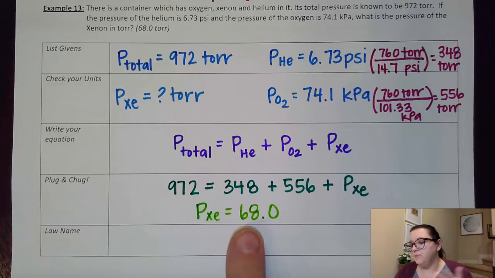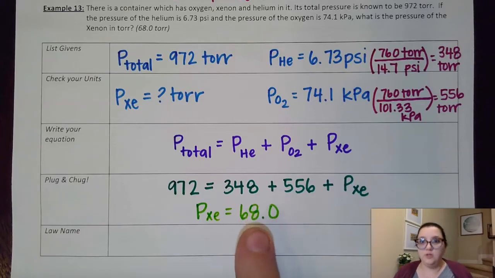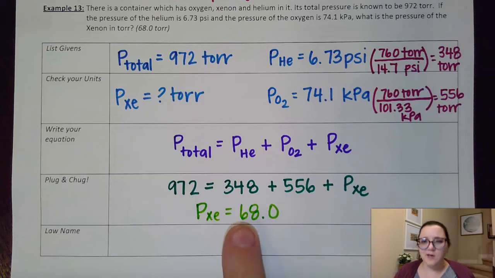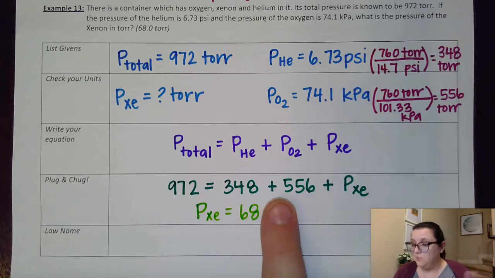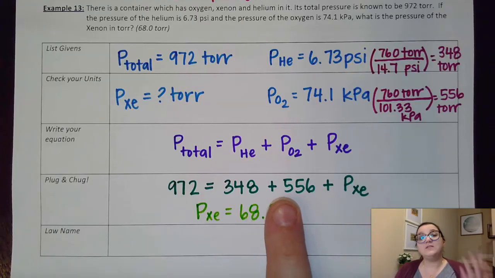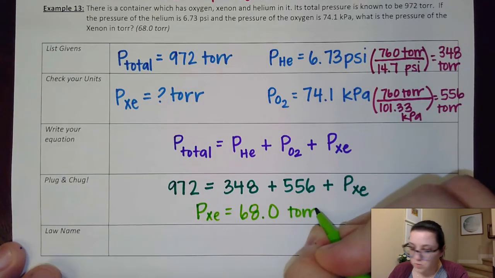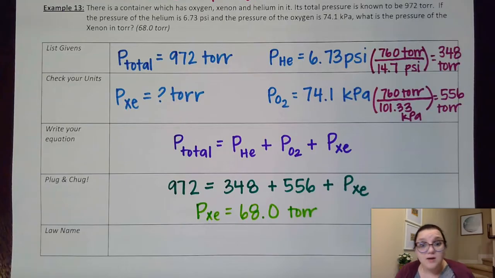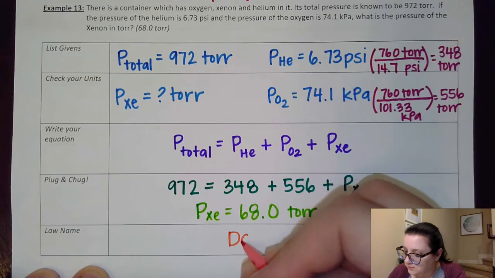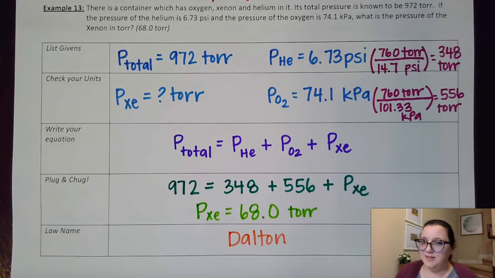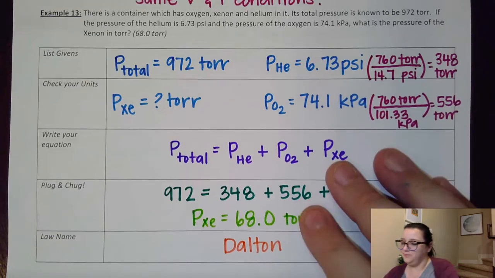I will tell you this, because this is adding and subtracting, it does use a different rule than just using 3 sig figs. It actually uses places past the decimal as a limit. We're not going to be super picky on significant figures with this, but I thought I would just go ahead and mention it, that technically you only have to show the 68. As far as our unit, remember we converted everything into torr, so this would also be in torr here. And my law name would be Dalton. All right, so now let's see what we got on the next page.